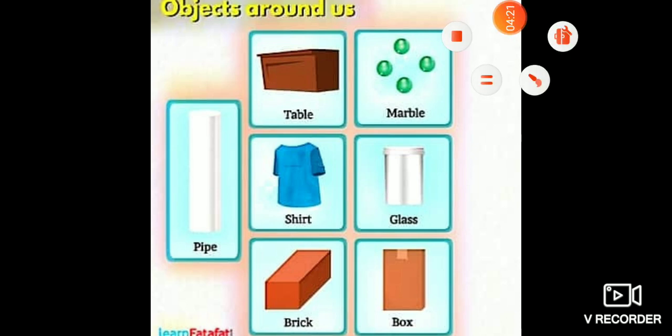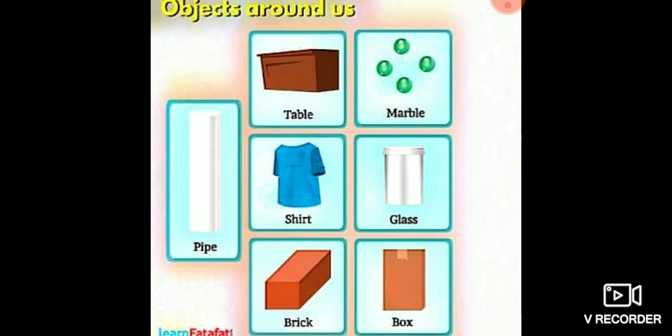Dear students, look at the picture. Let us see some more objects around us. Here there are objects: pipe, table, shirt, brick, box, glass, marble. You can see this picture here. Pipe, table, shirt, brick, marble, glass, and box are the objects you are seeing in this picture.